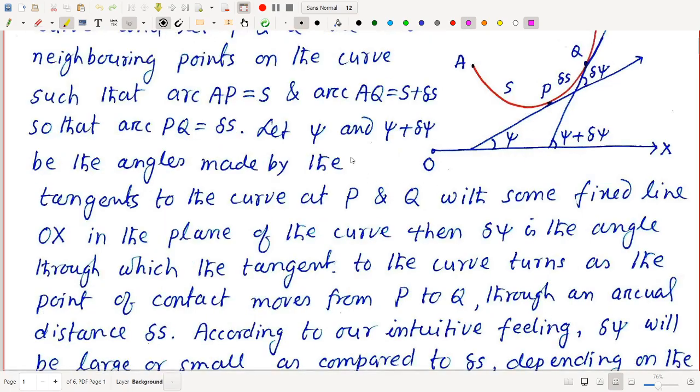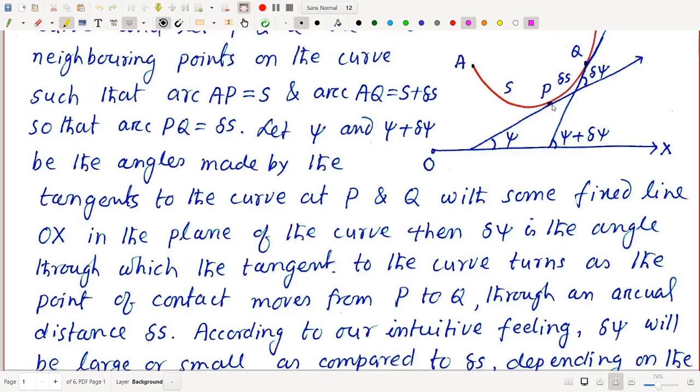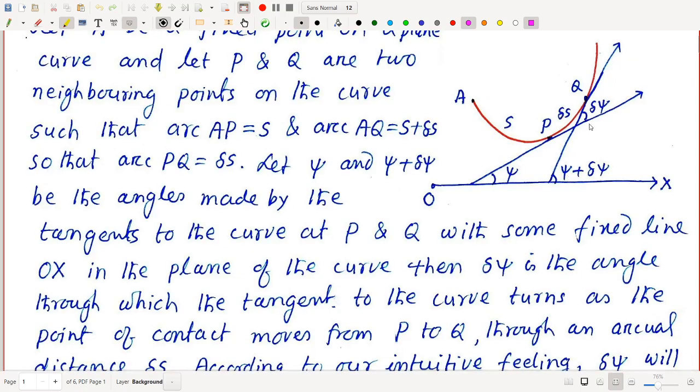Now let psi and psi plus delta psi be the angles made by the tangents to the curve at P and Q with some fixed line OX in the plane of the curve. Psi is the angle made by the tangent to the curve at P with OX. Psi plus delta psi is the angle made by the tangent to the curve at Q with OX. OX is a fixed line in the plane of the curve.